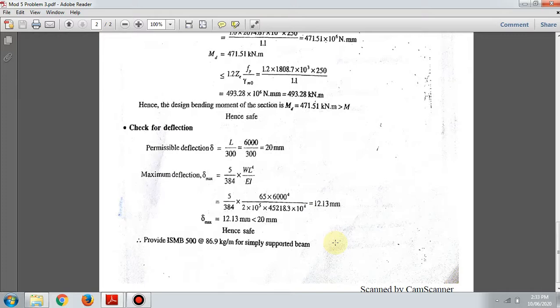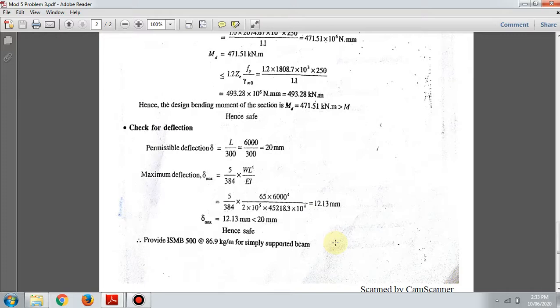The standard formula for maximum deflection of a simply supported beam carrying UDL is 5 by 384 WL power 4 by EI. So 5 by 384 into W is 665 into L is 6000 power 4, divided by E, Young's modulus, which is fixed at 2 into 10 raised to 5, into I. So I is the moment of inertia. You can get this from the steel table, for ISMB 500 at 86.9 kg per meter. If you refer there, you will get the I value also. So the maximum deflection for the section is 12.13. It will deflect 12.13, but permissible is 20 mm.